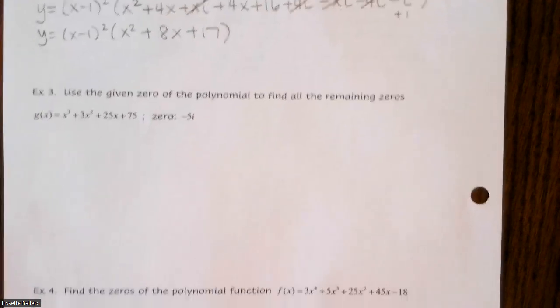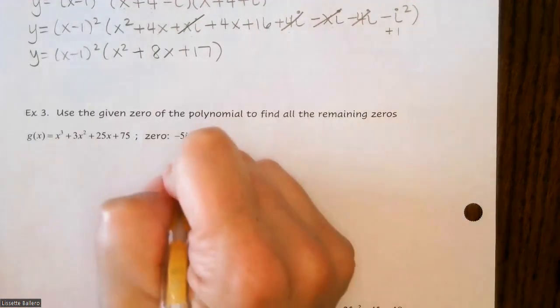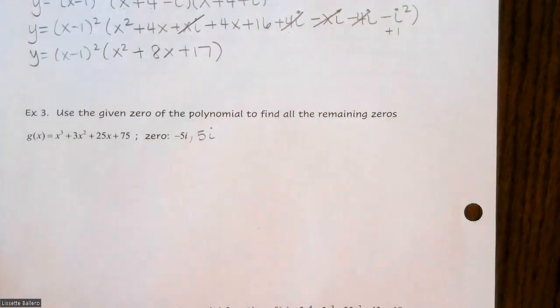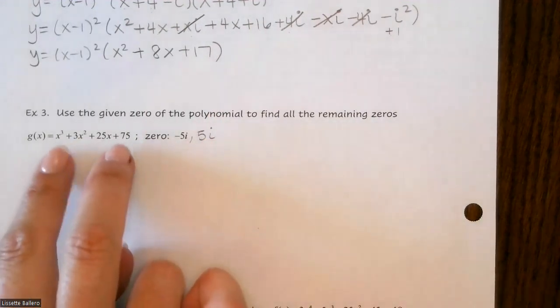All right, here's the last thing I'm going to show you here. Or, sorry, two more things. Use the given zero of the polynomial to find all the remaining zeros. All right, so if we have a negative 5i, we know there also has to be a positive 5i. So these two zeros are coming from this right here.